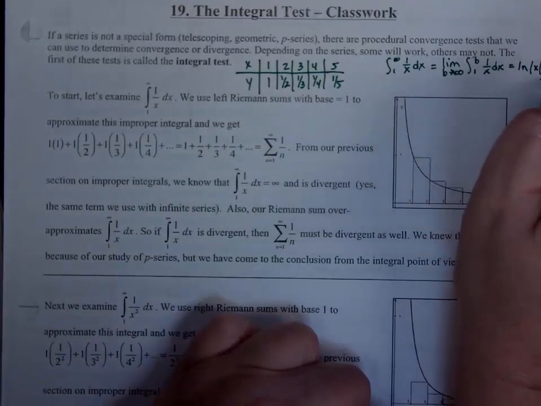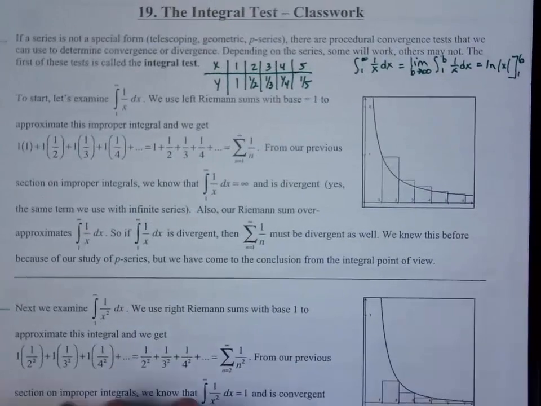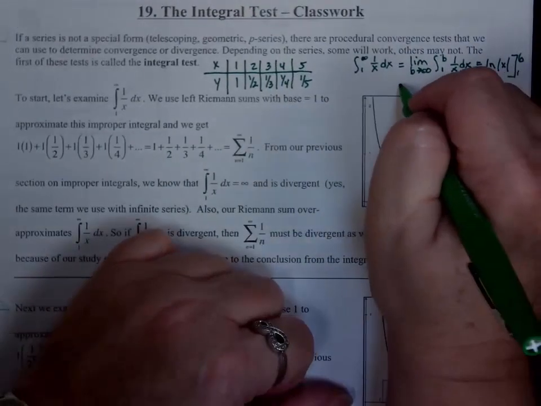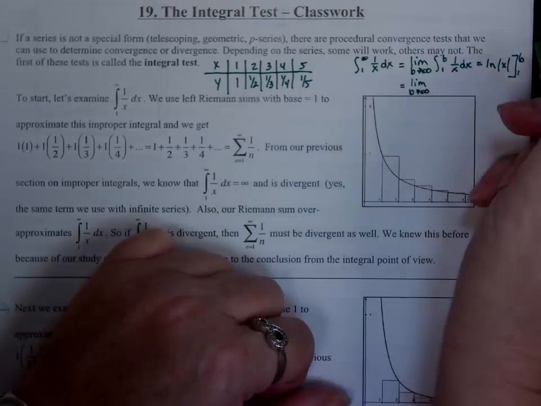We put the 1 and the b on the back side. Can you see what I'm writing? No, you can't. There we go. Okay, so we're going to come back to the next line. We're going to write the limit again. Limit as b approaches infinity.